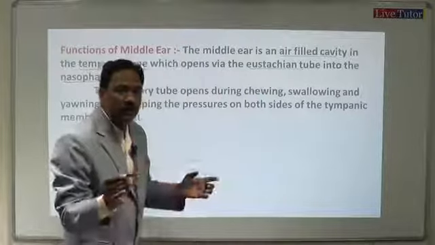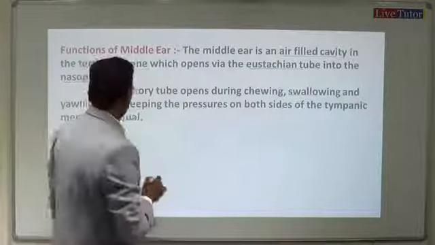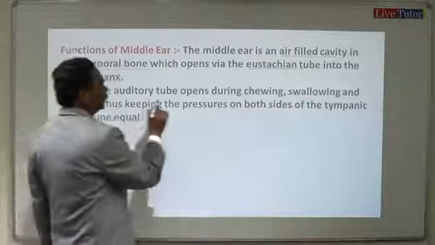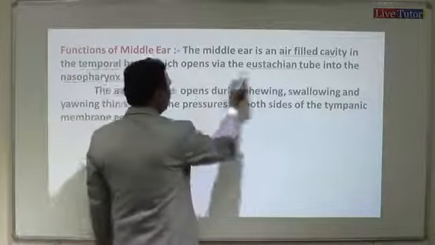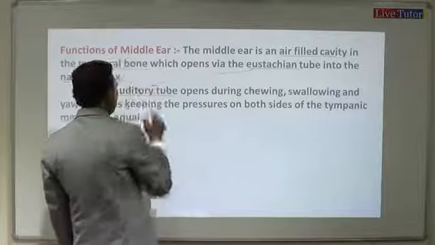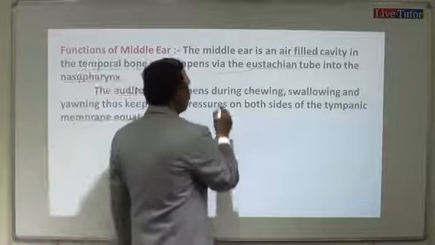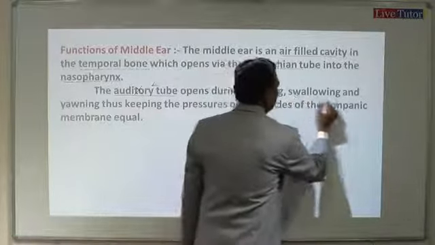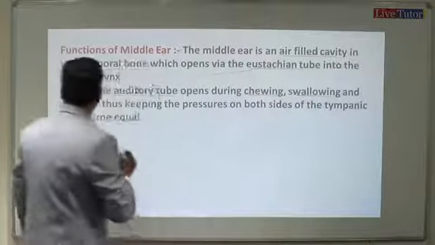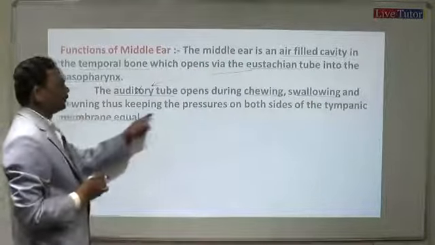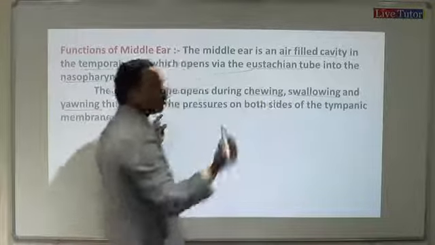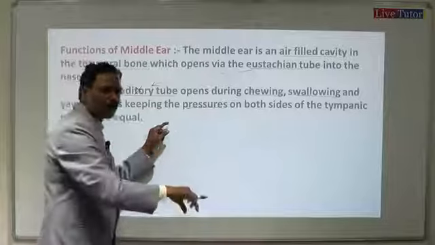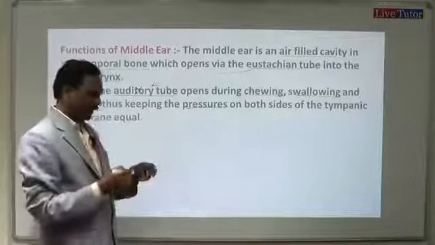What is its function? It equalizes the air pressure. The eustachian tube is open, remember the point, strike out and write. This eustachian tube opens during chewing, swallowing and yawning. That's how it keeps the air pressure equal both inside and outside of the tympanum, that is, the external atmosphere and the inner middle ear.